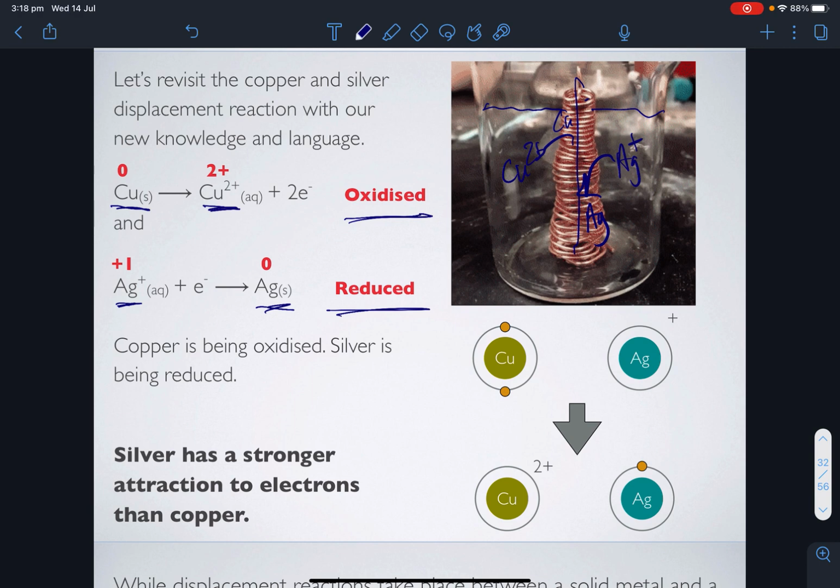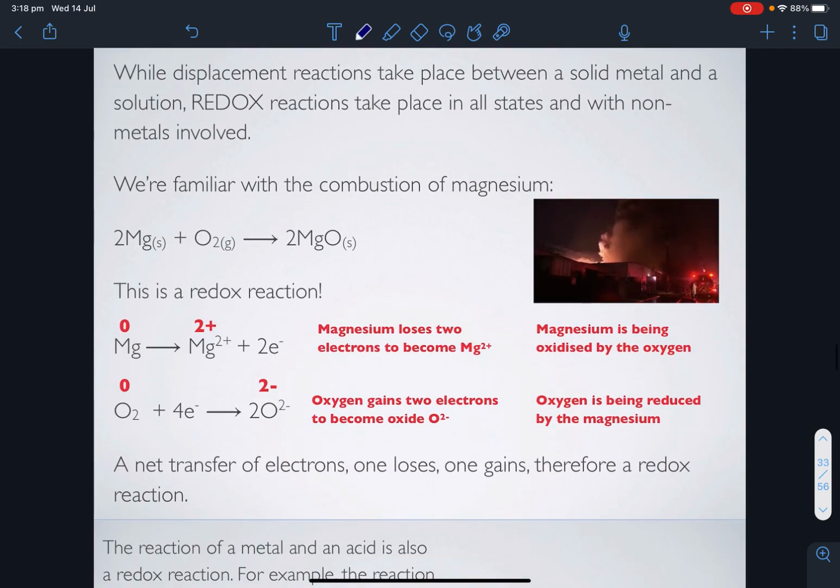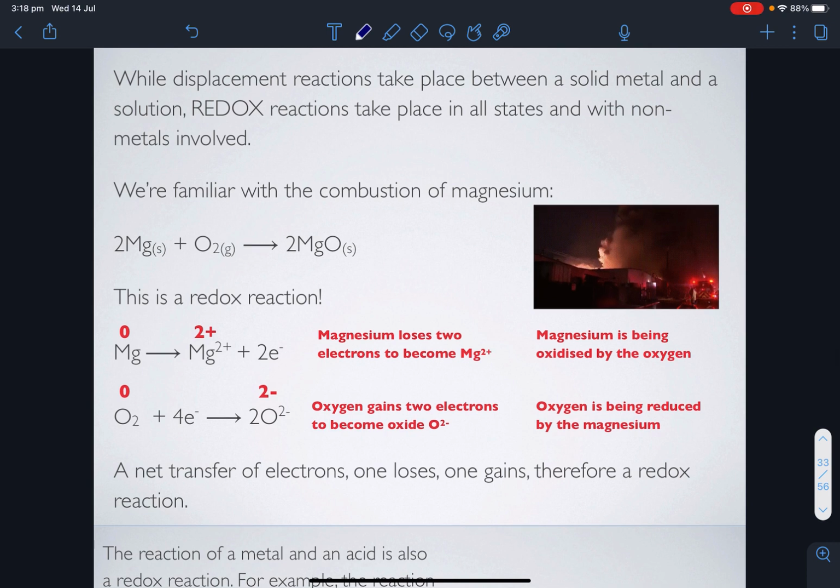Okay, so going back to our old terminology from the earlier video, silver had a stronger attraction to electrons than copper. Copper lost its electrons, silver won out in that tug of war. Okay, when displacement reactions take place between a solid metal and a solution, redox reactions take place. Okay, so what I'm trying to say here, I don't think I've done it that successfully.